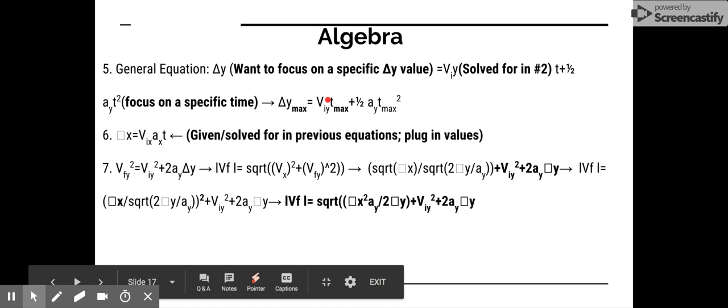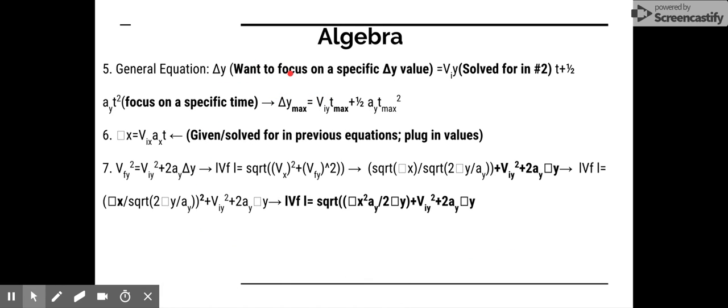And then for 5, I use a general equation, which is this right here, and I want to focus more on a specific value of delta y. So that's why I changed it to delta y max. And then for velocity initial in the y, we solved that in number 2, so that's basically a given at this point of the equation. And then I focus on a certain time for t squared, so I put t max squared. Those are the only 3 things that I changed in this equation.